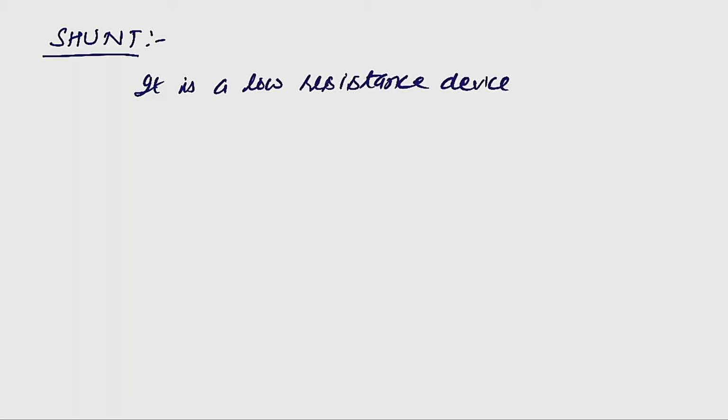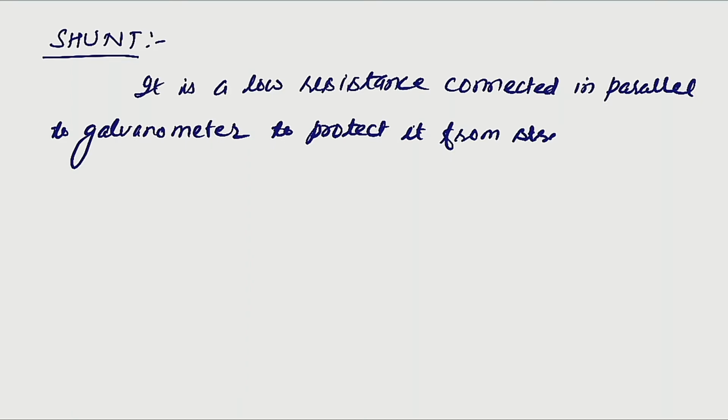Let's discuss a shunt. What is this shunt? It is a low resistance device connected in parallel to a galvanometer to protect it from strong current.